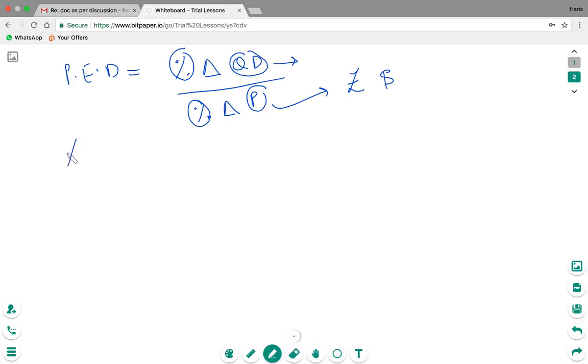And the percentage change for anything is basically the new value minus the old value divided by the old value multiplied by 100.